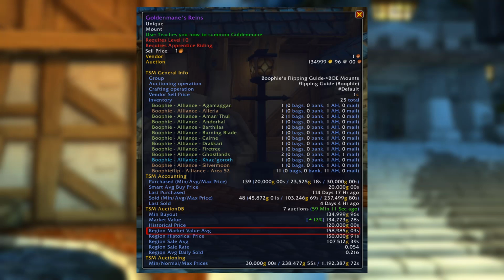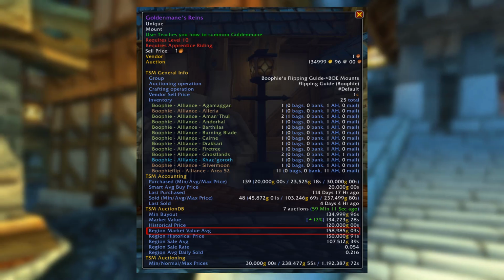Moving on to the next one, this is going to be the region market value average. So what this is, it is the exact same as the market value. However, instead of being for your Pacific realm, it's across all the realms on your region. So if you play on the NA, it is the average market value across all of the NA. If you play on EU, it's the same thing but for EU.